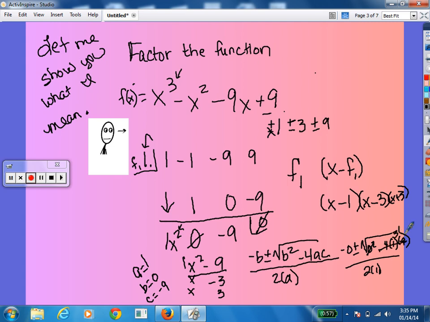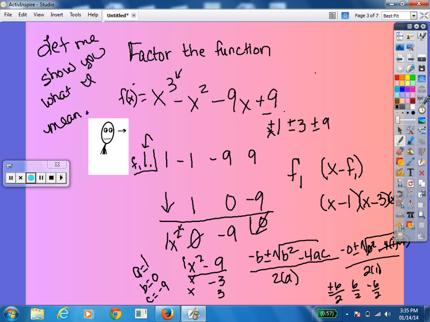So I'm going to write that there. That's the square root of 36, which is 6. So now I have positive or negative 6 all over 2. So we go 6 over 2 and negative 6 over 2, and there's my 3 and my negative 3. So you can see the quadratic formula always works. If you don't feel like messing around with it, plug it into your formula. All right, so here we go. We found the 3 factors.